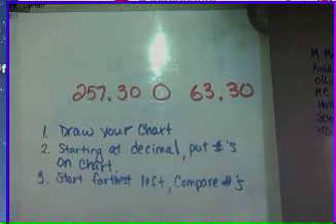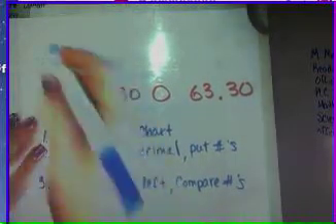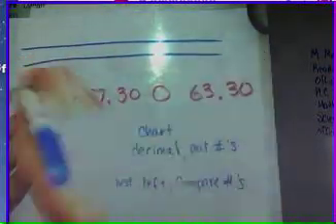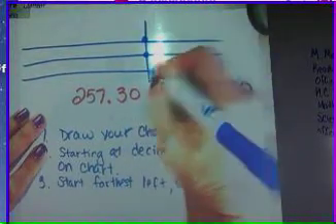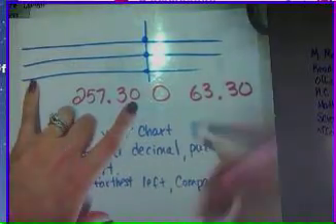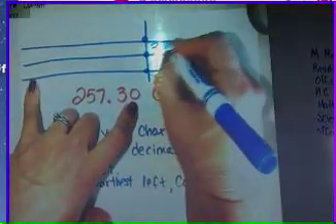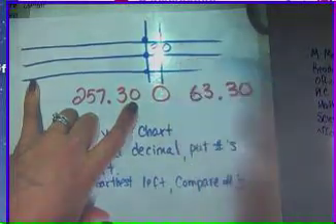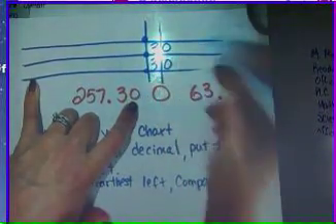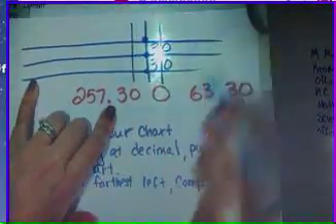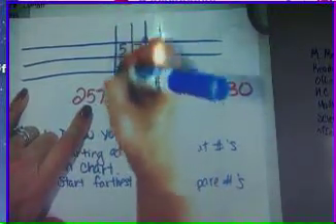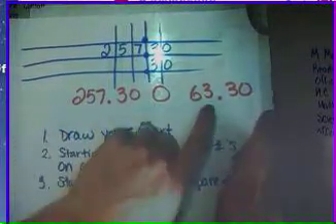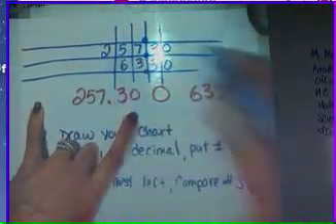Okay, so let's go back through this. So I start by drawing my chart. So I have my chart like this, and I have where I put my decimal point, right? And I'm going to go right to left. So I've got my 3 and my 0 over here. Put your lines in to start left to right. So I've got a 7, a 5, and a 2. And then I've got a 3 and a 6.